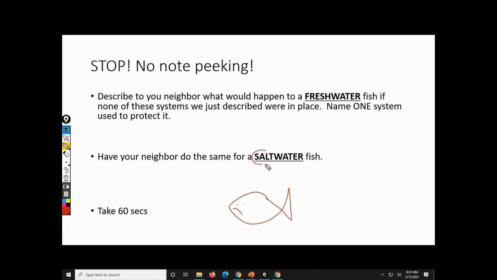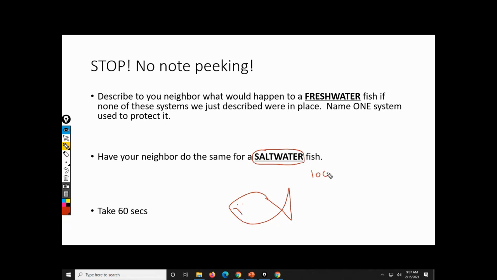Let's set one up together just to make sure we're all on the same page. I'm going to set up my saltwater fish up here because I feel like I always pick freshwater. So if I've got a very sad saltwater fish, because we know we're going to punish this poor little guy for no reason, is my saltwater fish going to be saltier on the inside, or is the environment going to be saltier? The environment's going to be saltier, right?